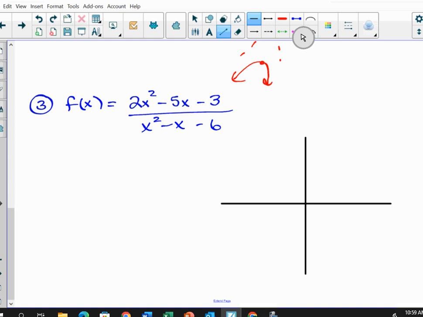X times X is not X squared. Oh, that is nice. I don't understand what's wrong. I just need this is, you know, the denominator. Yes. It is. Yay!